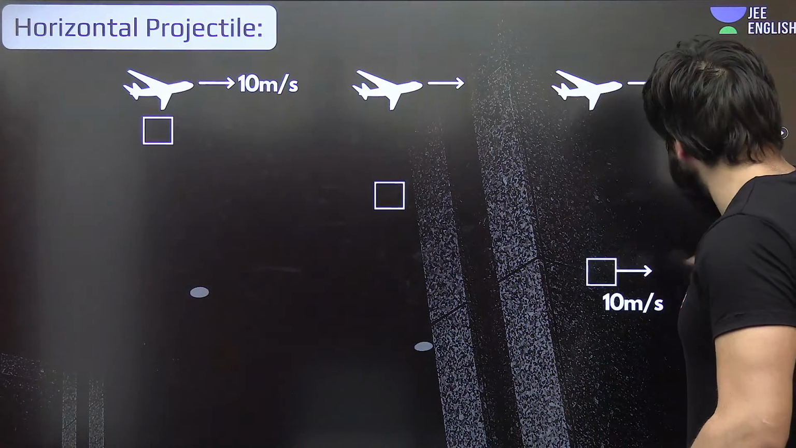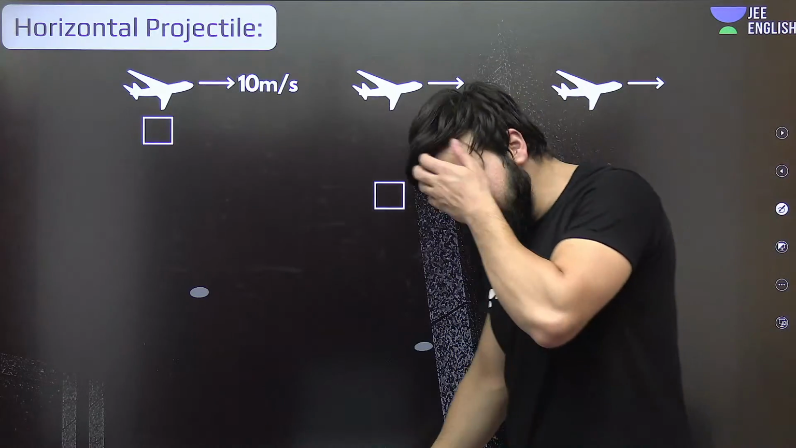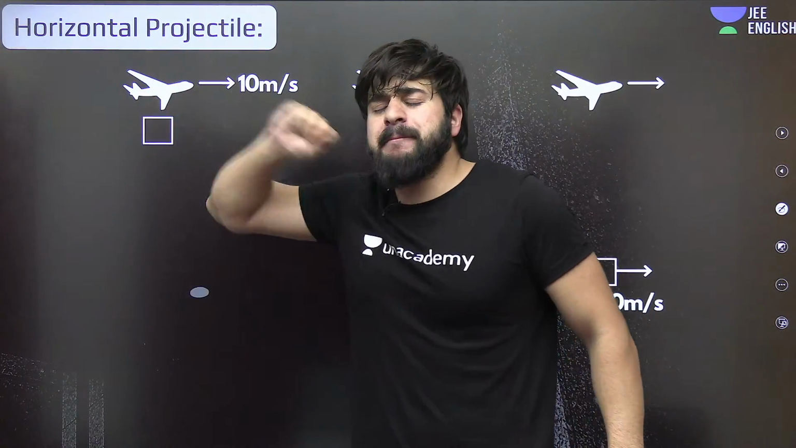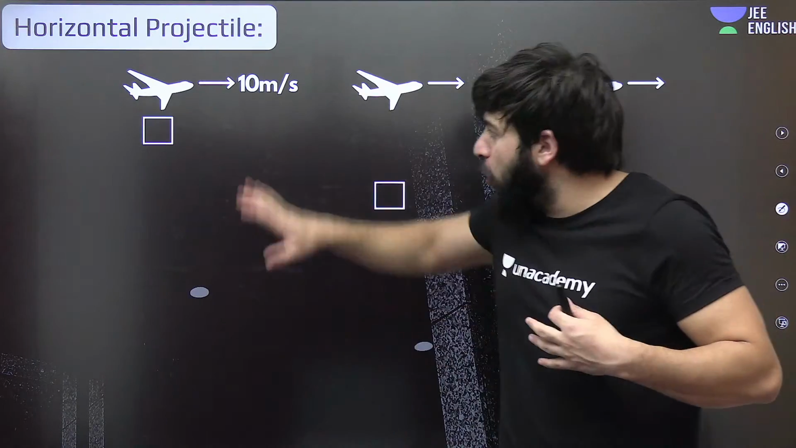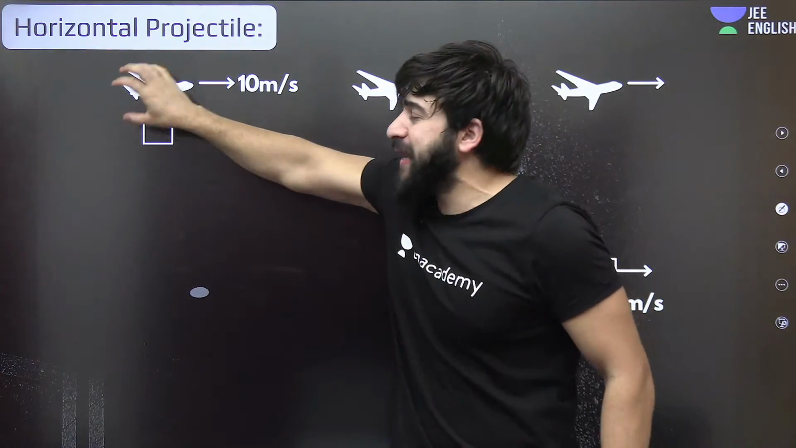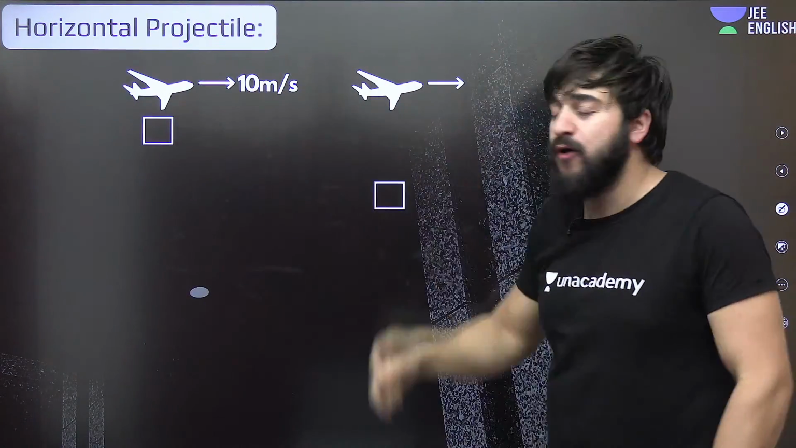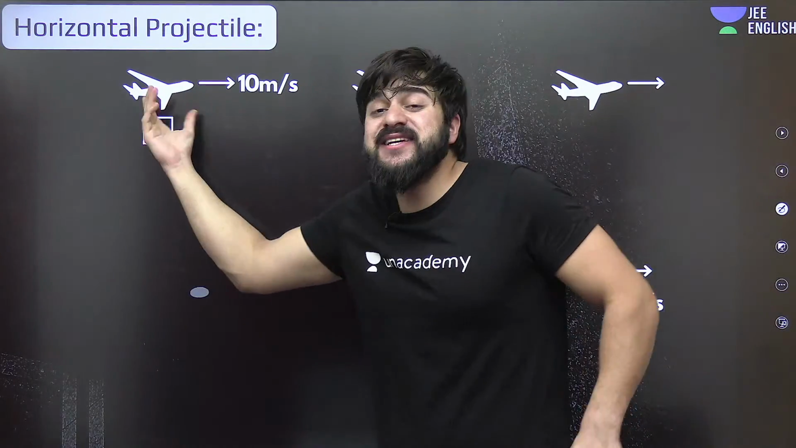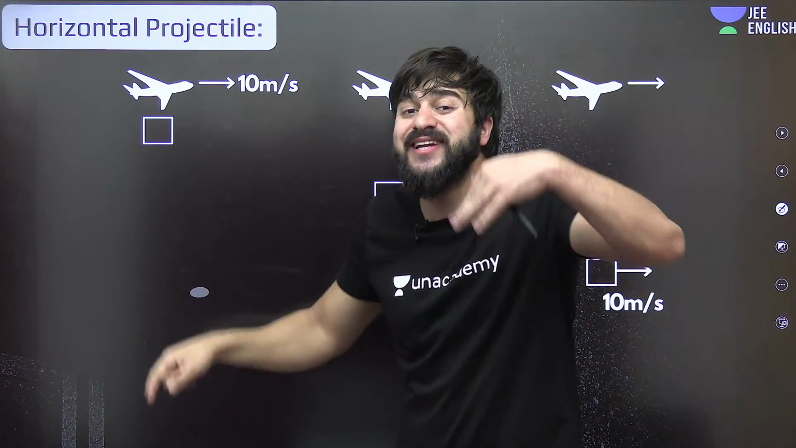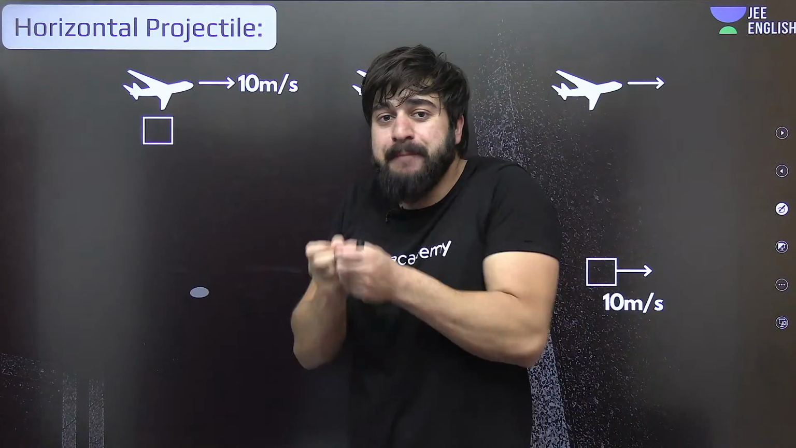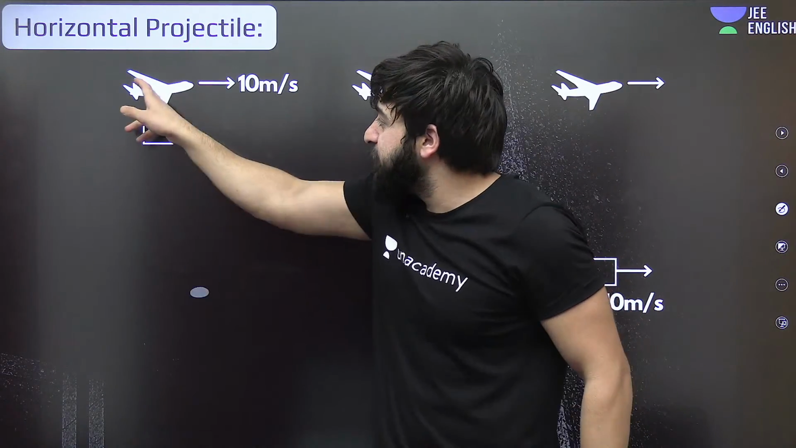Now see, ladies and gentlemen, boys and girls, this is the perfect example of horizontal projectile. What is that? Over here, this is a plane. Understand, this plane is moving in the forward direction. Fine. So it is releasing the package. For example, if I say this is moving with 10 meter per second, it is releasing the package. Understand, it dropped the package from this point.